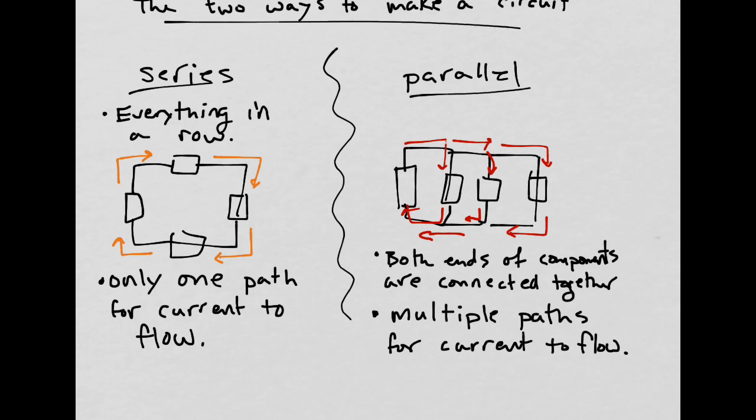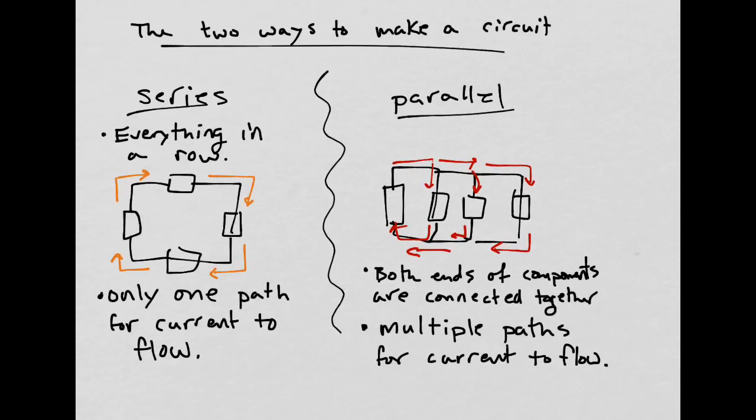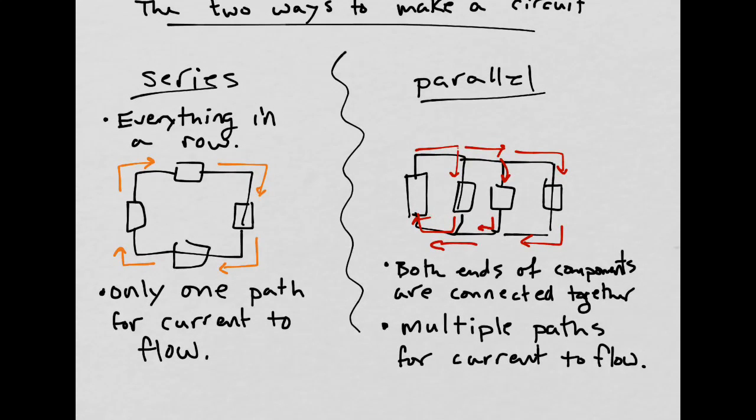So here we go. Both ends of each component are connected. This end of the component and this end are connected to maybe the battery or whatever these things are. And then there are multiple paths for current to flow. So that's the difference, and then there are different formulas for each one. We'll take a look at that maybe in the next video.